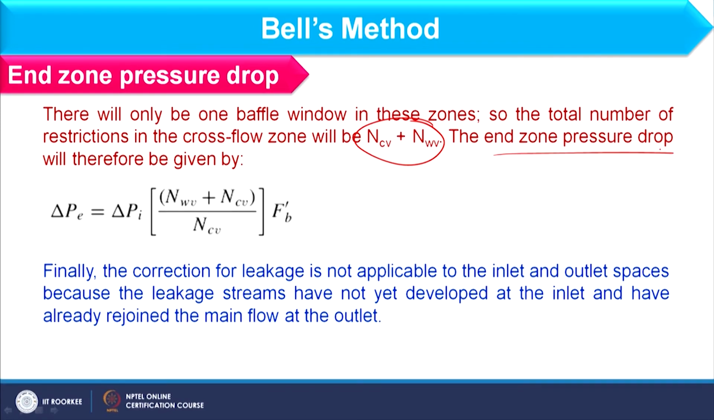we can consider the end zone pressure drop as delta Pi, which is for the cross flow, and the number of vertical tube rows crossed we can change over here, because this contains NCV. So we can divide this and then multiply by the required number of tube rows, and FB dash, that is the bypass correction factor, will lie over here. So in this way you can find the end zone pressure drop, and once you have the end zone pressure drop, window zone pressure drop and cross flow pressure drop, we can consider the total pressure drop from one end to the other end of the shell, like this.